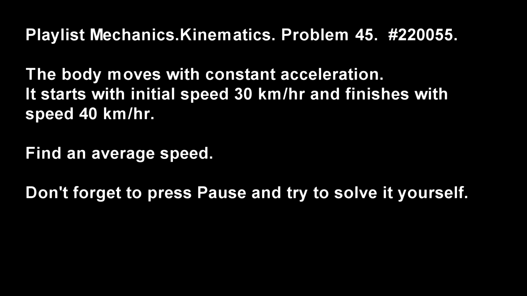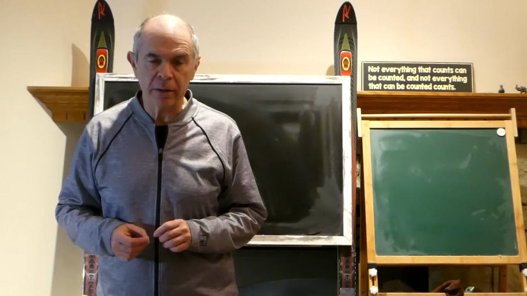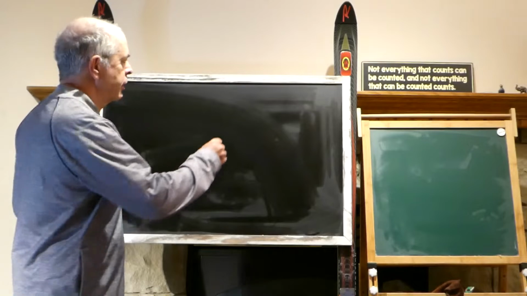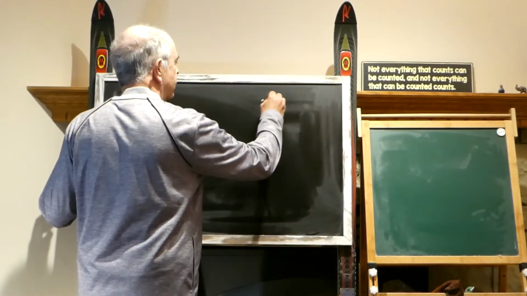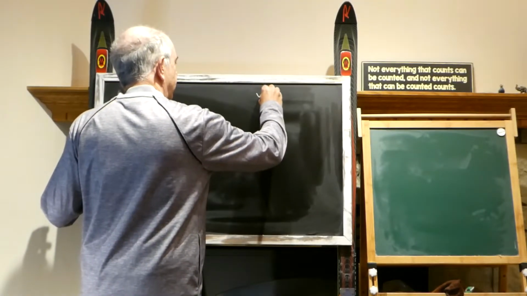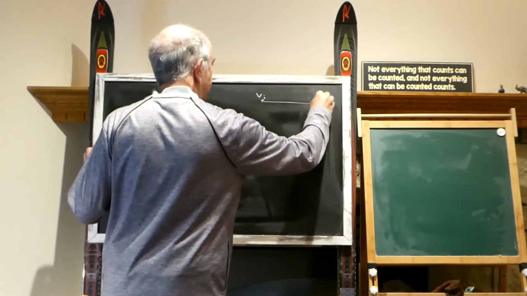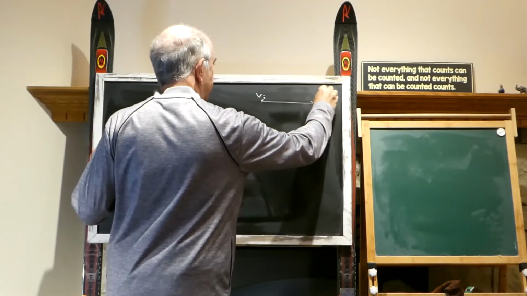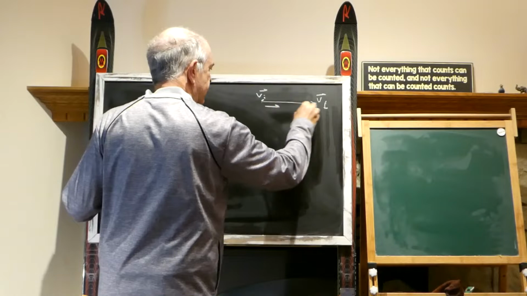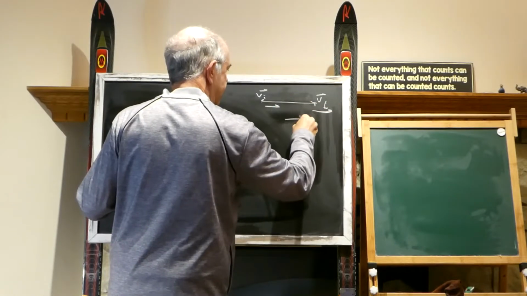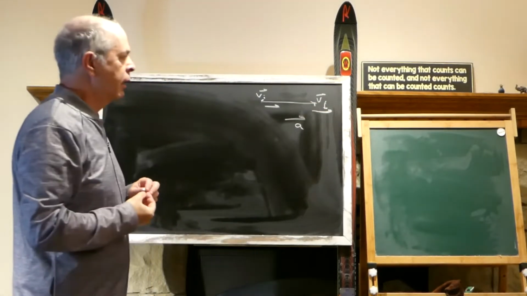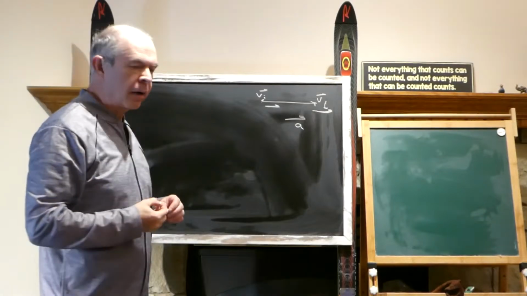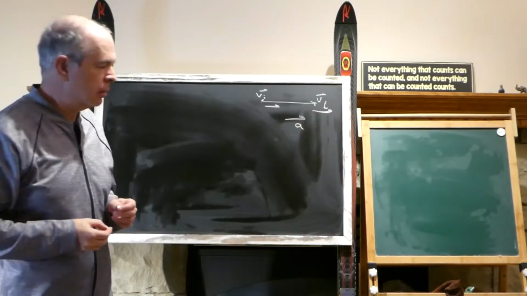So here is a problem. As always, read it, maybe once, maybe twice, and then pause the video and try to solve it yourself. Today's question is about average speed. Initial speed, final speed, all directed there, and acceleration. And they want us to find average speed.